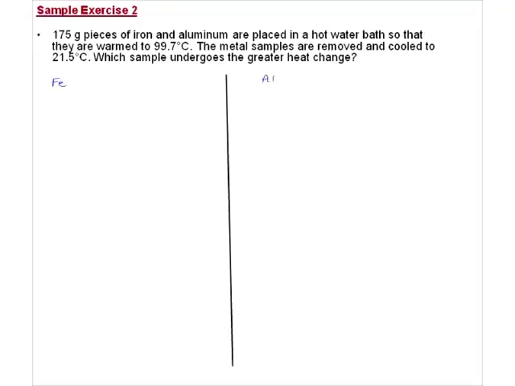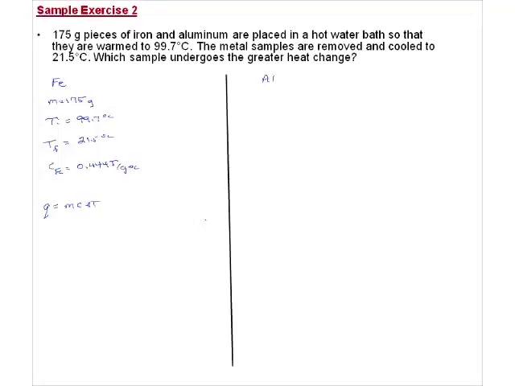So let's work through this, and we say the mass is 175 grams. We know Ti and Tf. And because we know this is iron, we know its heat capacity. We can look it up in the book, and we get that value. So we can easily calculate the energy change of the iron, Q equals mc delta T.